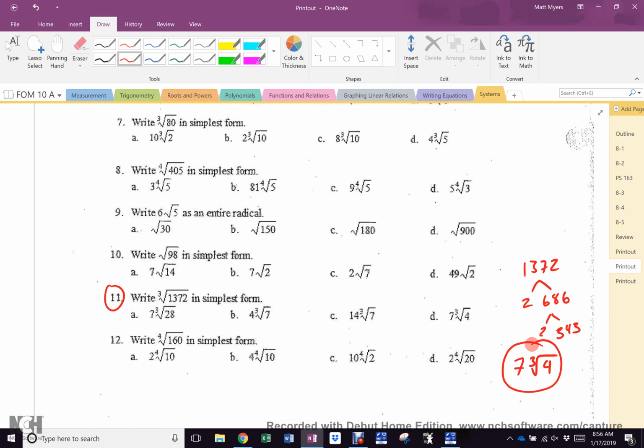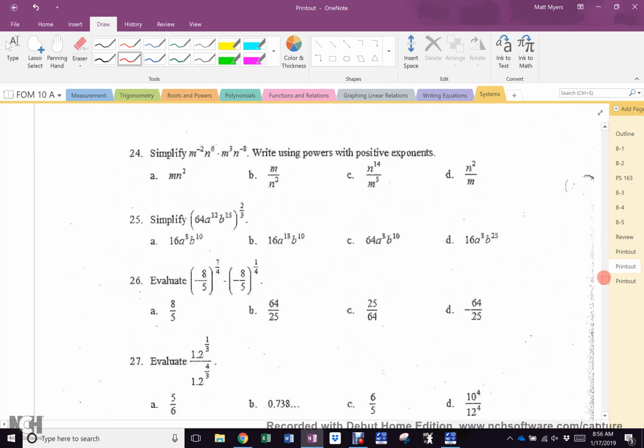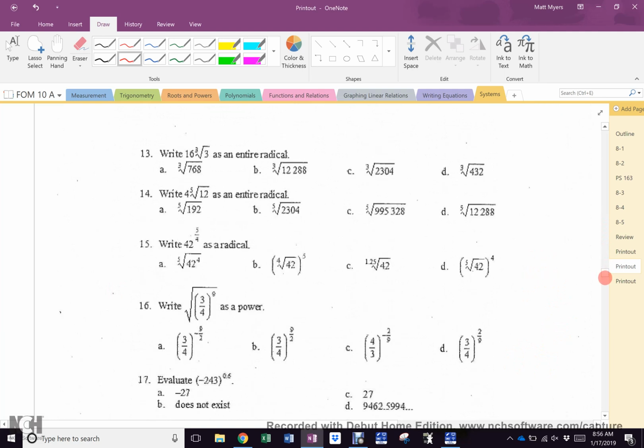Anything else from 7 through 12? Excellent. 13 through 17? Okay. What number should be here? 2. That is 9. So that is 3/4 to the 9 halves. The index becomes the denominator. The power becomes the numerator. So it is B. Anything else?